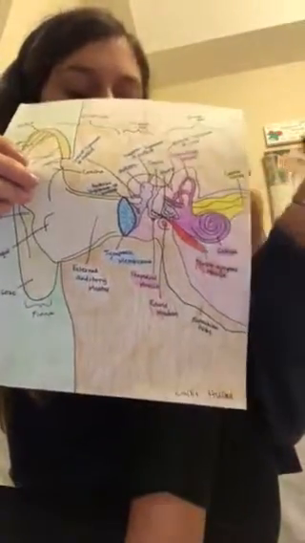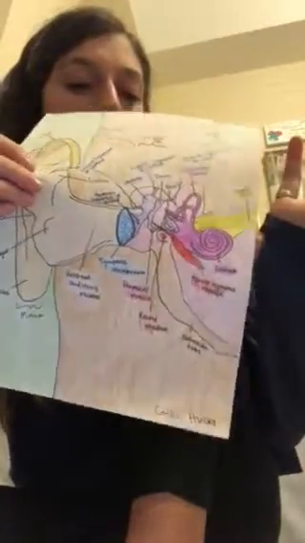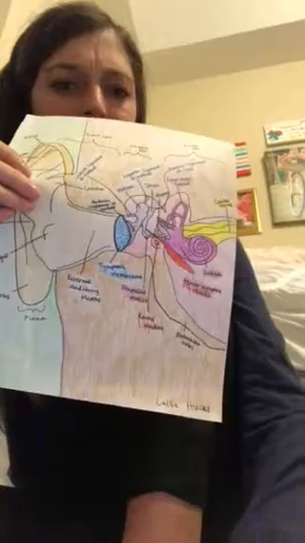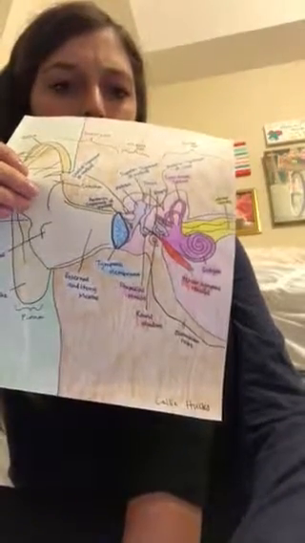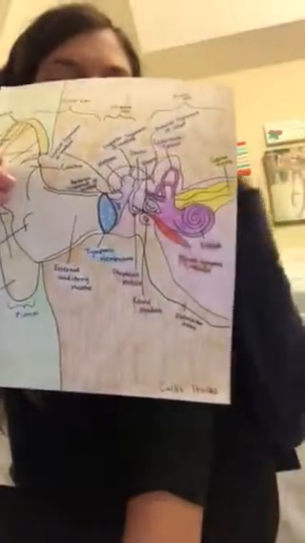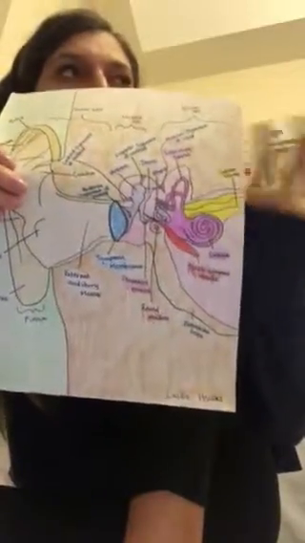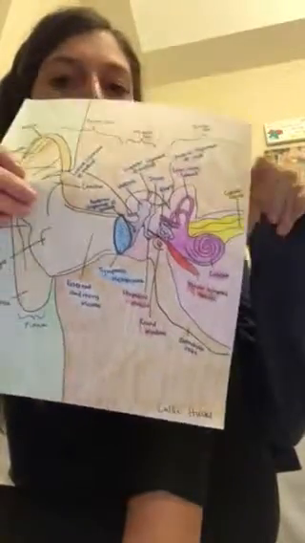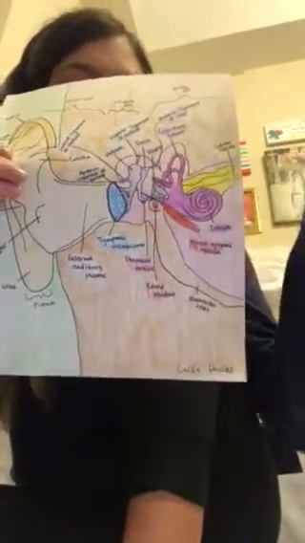And a part of the cochlea, I forgot to say this, is the bony labyrinth, and the membranous labyrinth, which is inside the bony labyrinth. The bony labyrinth is indentations within the temporal bone that protect the cochlea, and the membranous labyrinth is the second layer of that.